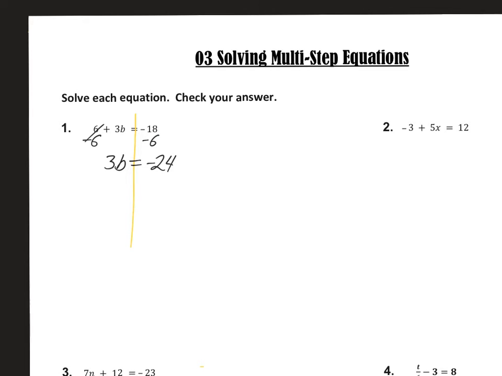Now, I want to get that b by itself. What do I need to do? I'm going to have to divide. So I'm dividing both sides by 3. So b equals negative 8.